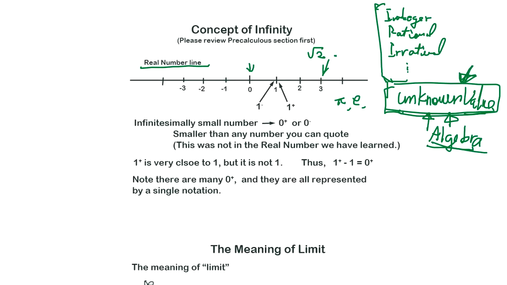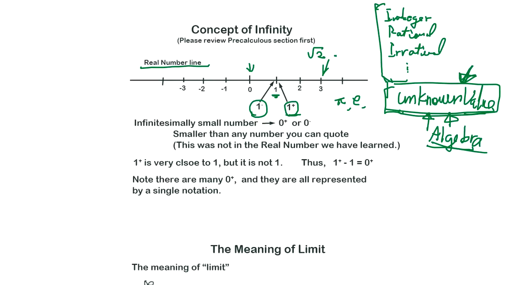How do we define that? You say, okay, my number, we write 1 plus, is a number infinitely close to 1, but it's not 1, just infinitely close on the positive side. If on the negative side, we write 1 minus. Okay, it's infinitely close to 1, but it's not 1. So what kind of number is that?